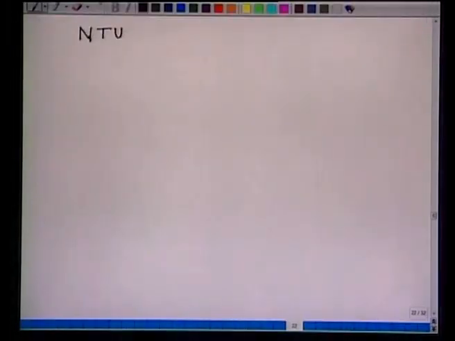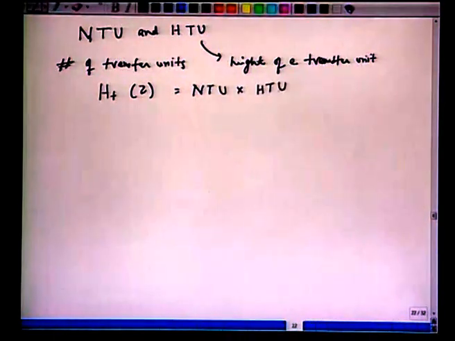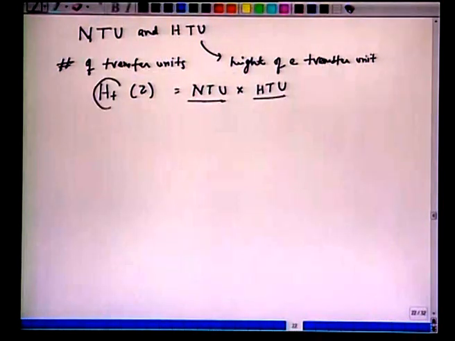So, we have NTU and HTU. Number of transfer units, and we have height of a transfer unit. So, the height of this column, if we denote it by HT or Z, will be nothing but NTU multiplied by HTU. So, we are supposed to define and determine NTU and HTU to get the height of this column.